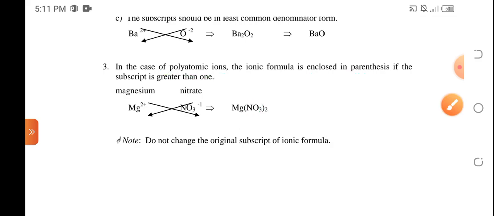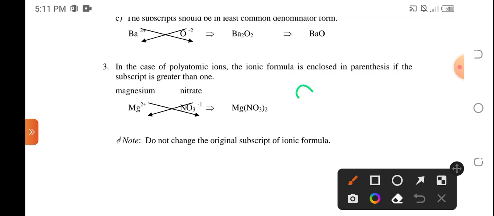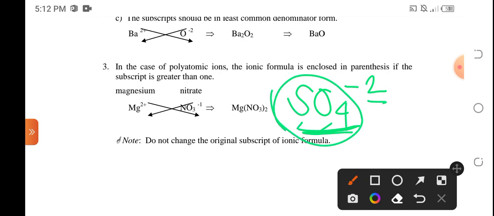Meron din tayong example, say, sulfate, SO4 negative 2. Okay, so this is a polyatomic ion kasi may sulfur siya, tsaka may oxygen siya. But the whole of this, ang charge niya ay negative 2. So, ulitin natin, ang tawag natin dyan ay polyatomic ions.